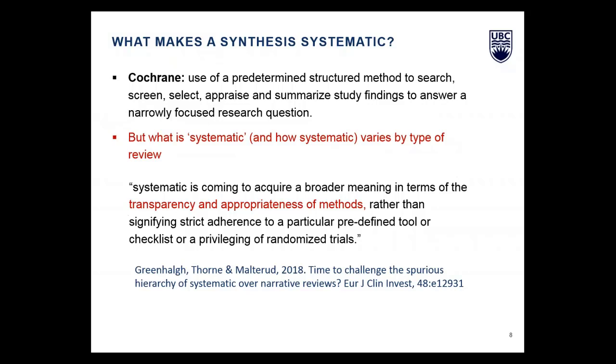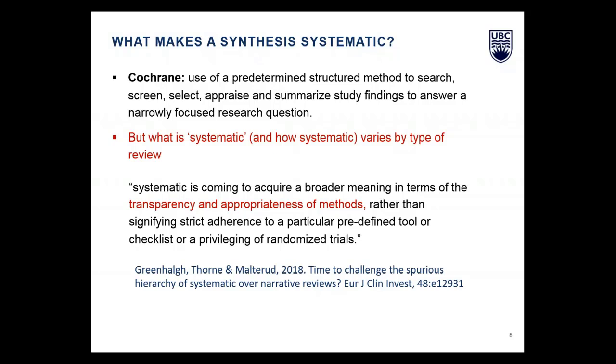So what makes a synthesis actually systematic? So the Cochrane Collaboration would say that you used a predetermined structure to search, screen, select, appraise, and summarize the studies and their findings to answer a very narrow focus question. But what is systematic and how systematic actually varies, and that can vary by the type of knowledge synthesis as well as the methods that are being used.